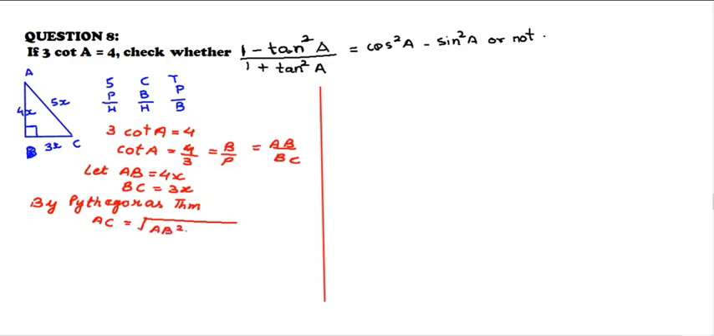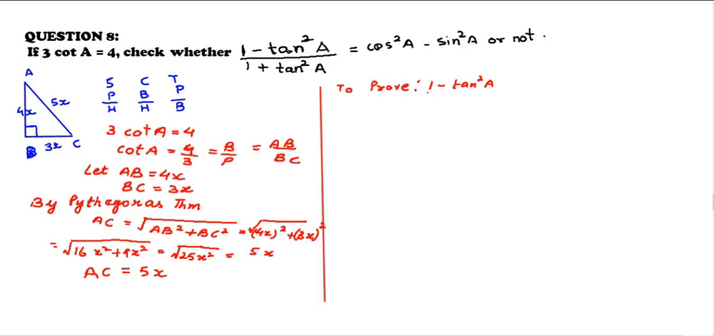AC is equal to under root AB square plus BC square. So that is equal to under root (4x) whole square plus (3x) whole square. That is equal to under root 16x square plus 9x square, that is equal to under root 25x square. And root of 25x square is 5x. So value of AC is 5x.